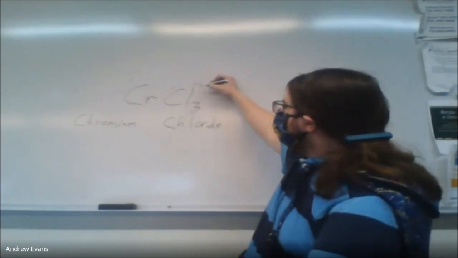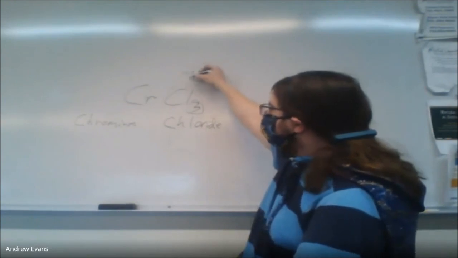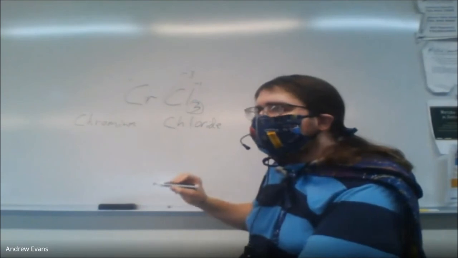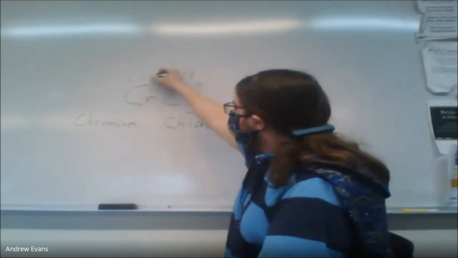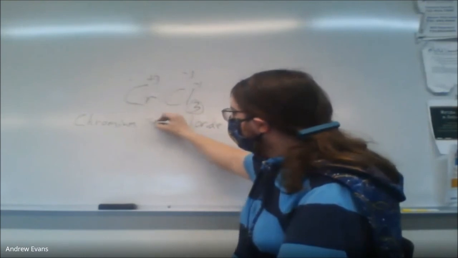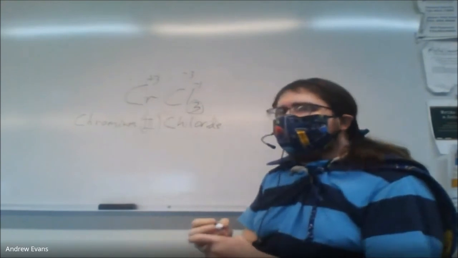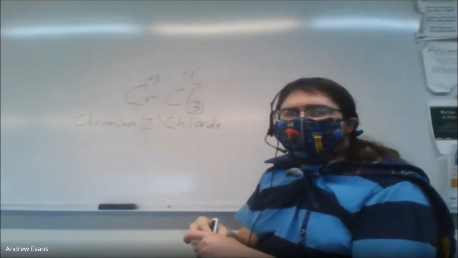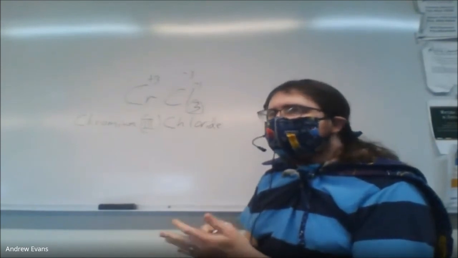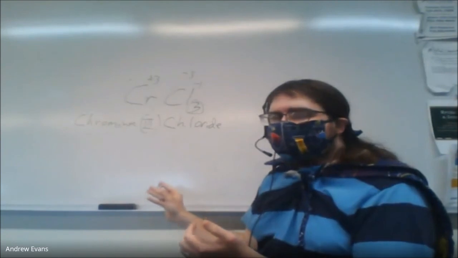So -1, because there's 3 of these, the total negative charge is -3. In order to cancel out with chromium, chromium must be +3. So that'd be chromium 3 chloride when we come to name that. Chromium 3 chloride.